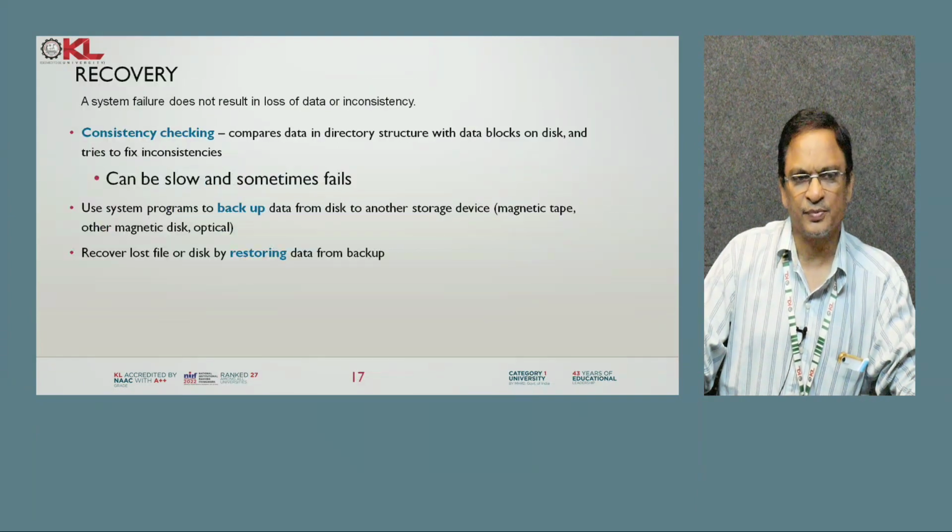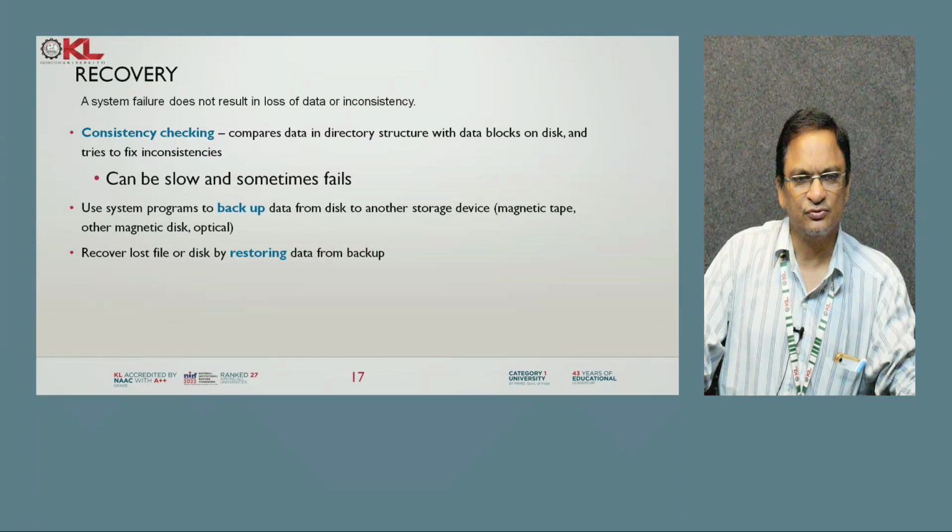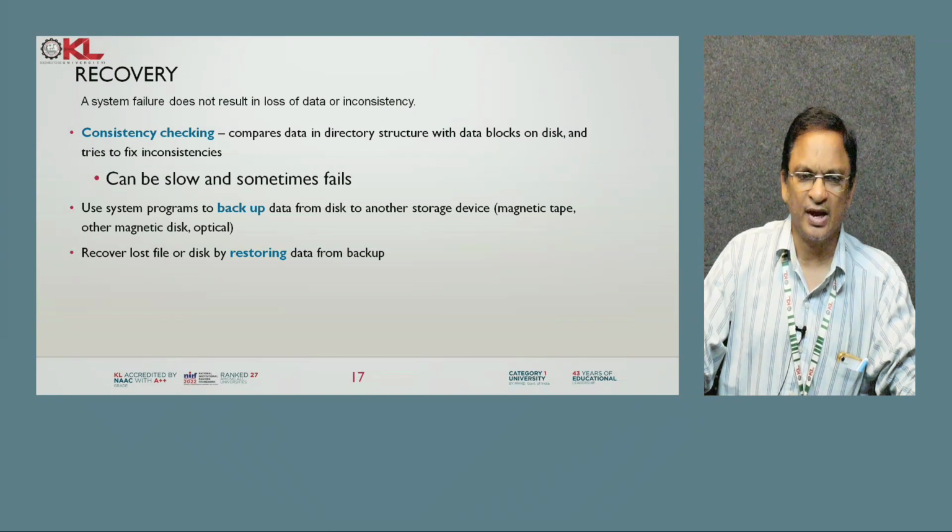And next, the recovery. Recovery is done in any file system after a failure in the particular file system, and even if the file system fails, loss of data and inconsistency should not result. Therefore, a system failure does not result in any loss of data, and for that the consistency checking is one of the important methods through which you can do it. And the second one is the backup, and restoring from the backup can also be done.